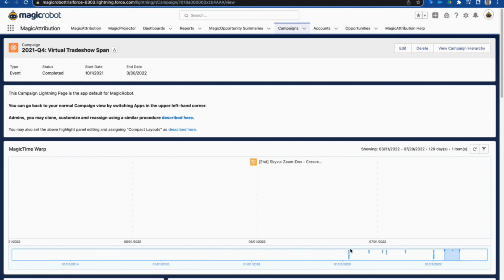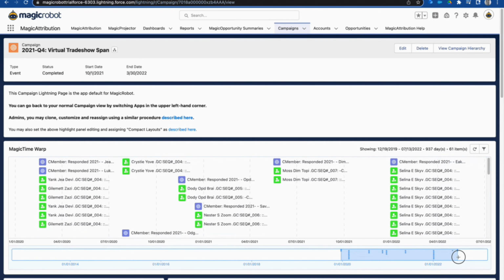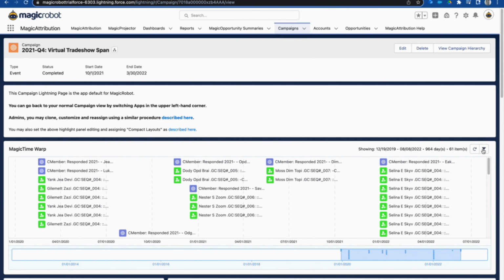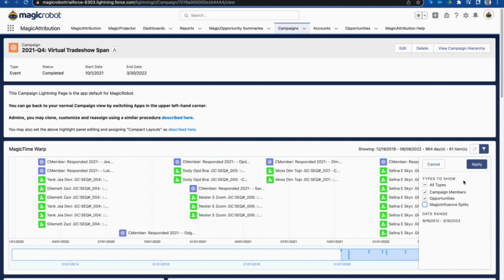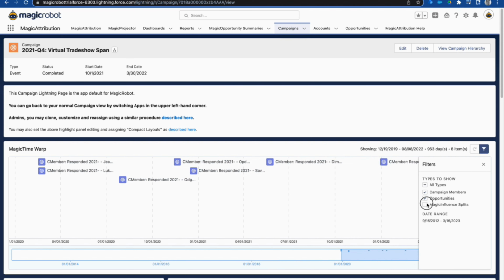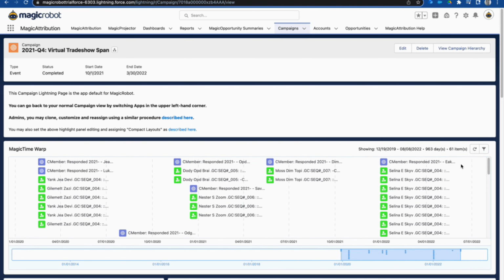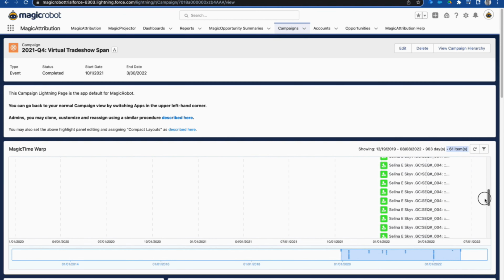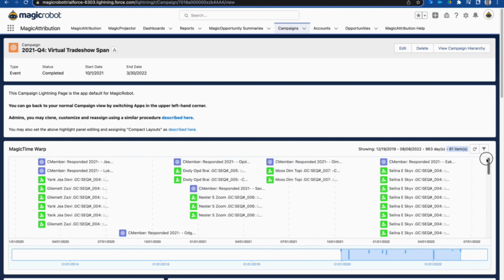From here, Mark can go back to the primary campaign source, the virtual trade show, and once again, he will be brought into a new interface that gives him all of the information he was missing before. Where he had once only seen 7 campaign members with no related data, he can now see the activities associated with each campaign member and give attribution to each one. In this case, MagicRobot identified over 50 additional moments of influence that this campaign was responsible for.